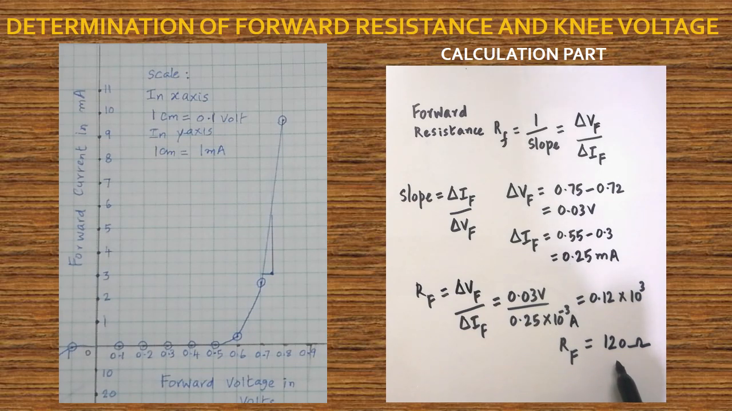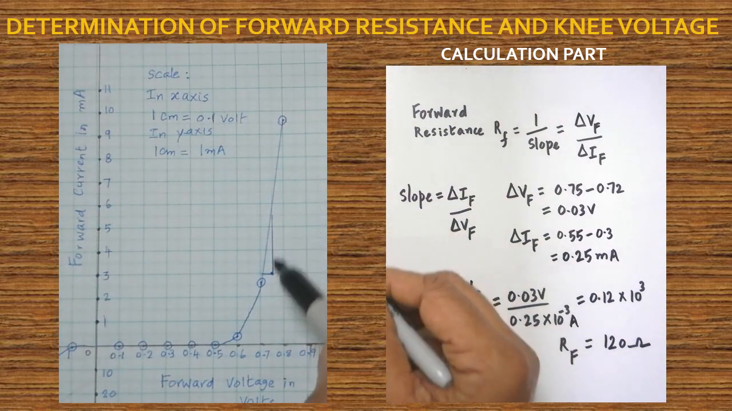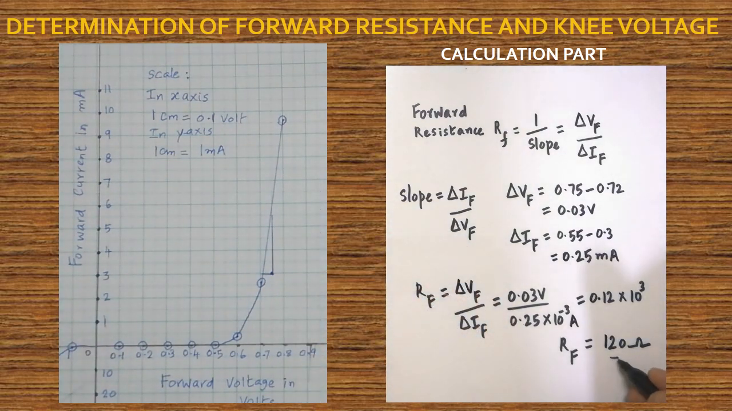The diode is a non-linear conductor of electricity, and the diode does not obey Ohm's law. Are you clear? It's not a conductor, it's a semiconductor. Therefore, the forward resistance value will differ if the slope is drawn at various places. So this is the final answer.